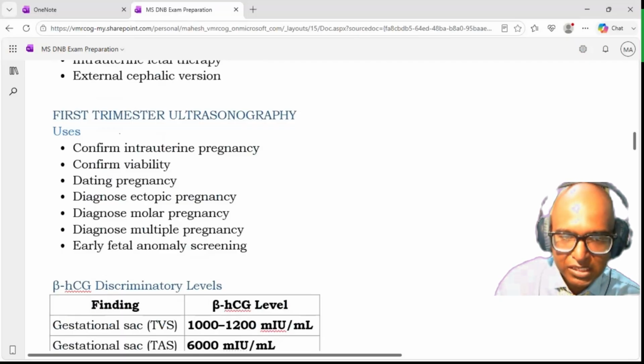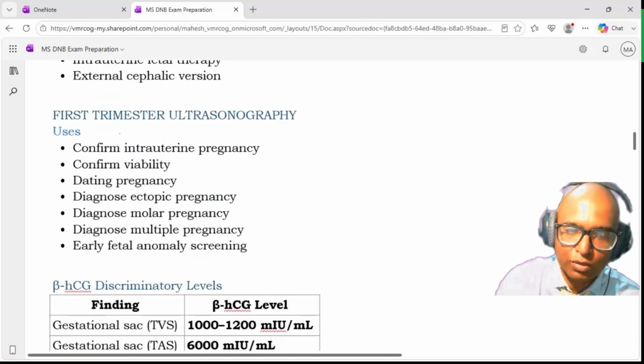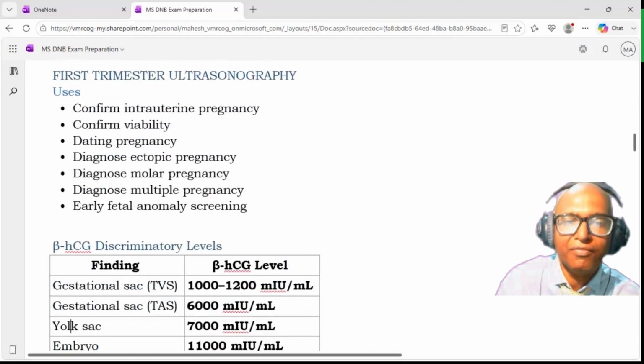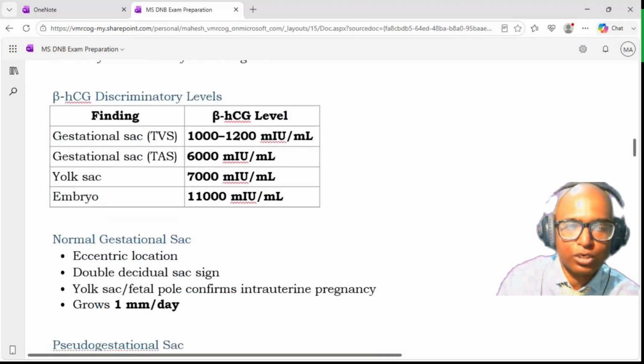Confirmation of the intrauterine pregnancy, confirmation of viability, dating of pregnancy, diagnosis of ectopic, diagnosis of molar pregnancy, diagnosis of multiple pregnancy, and early fetal anomaly. You can take the screenshot or you can take the photo of this.